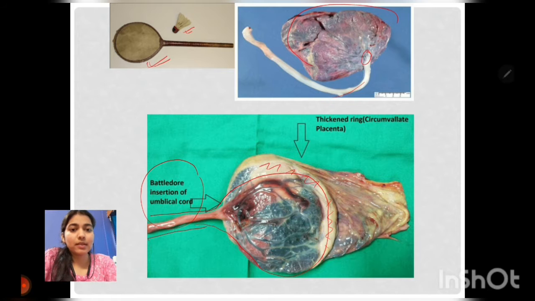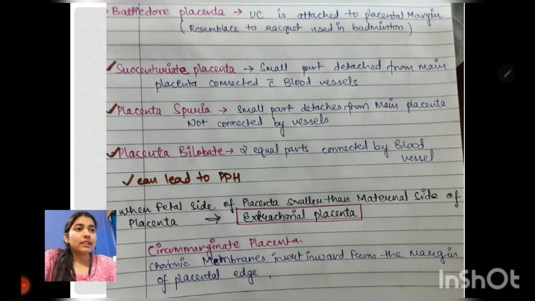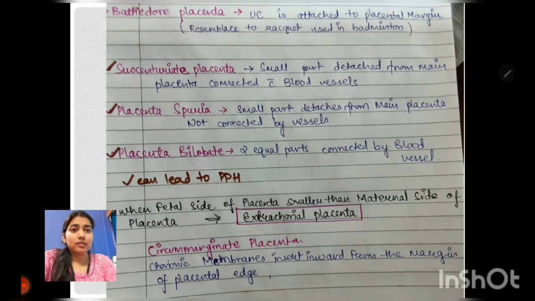This is a battledore, and this is a shuttlecock. This was used previously to play a badminton-like game, and this is a battledore placenta, in which the umbilical cord is attached to the margin of the placenta. Okay, margin of placenta. Here also, at the margin of the placenta, the umbilical cord is attached, and this is known as battledore placenta. Now, we have discussed all the three.